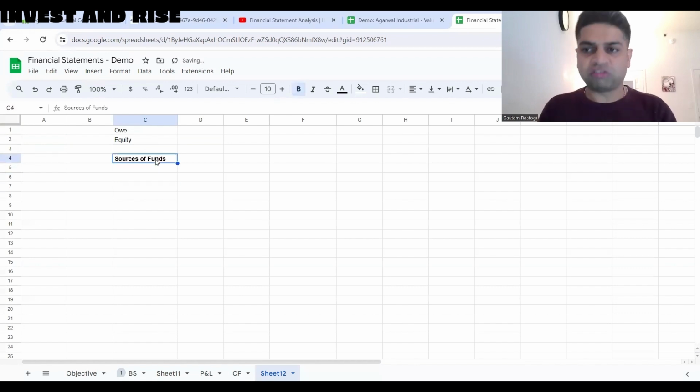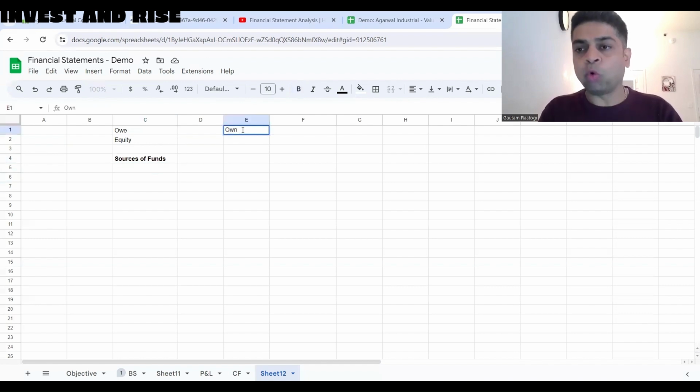And using your sources of funds, how much worth of assets have you been able to own over time until now? And this is called the application of funds.